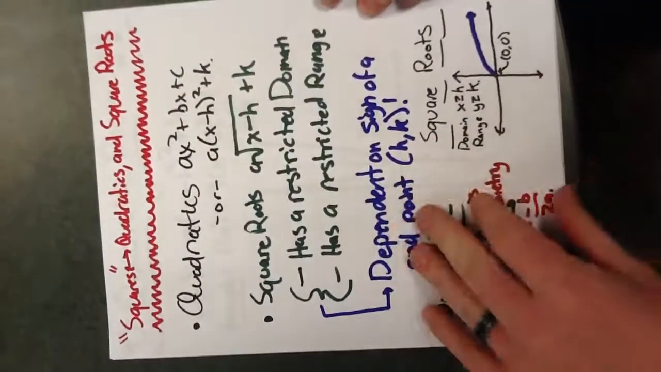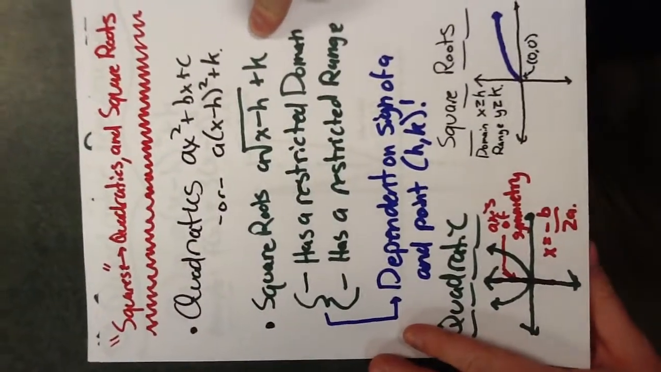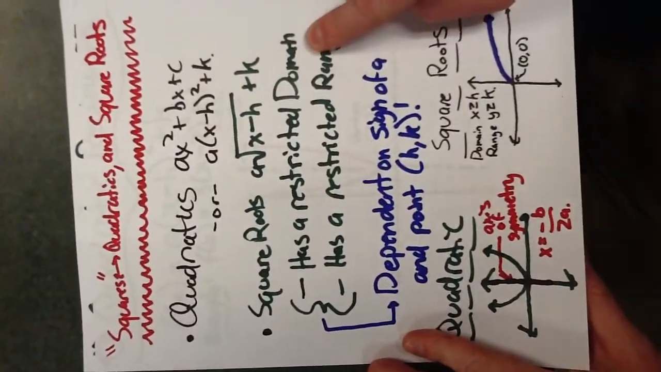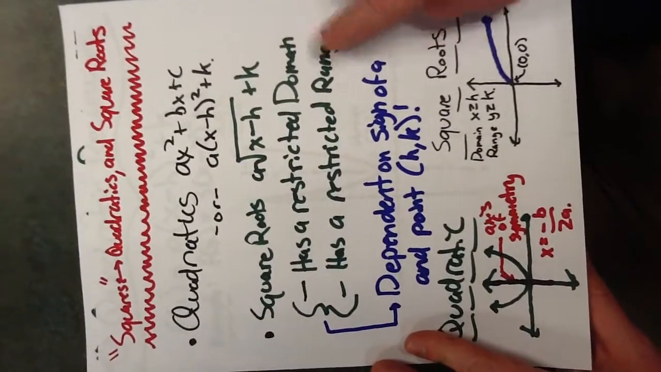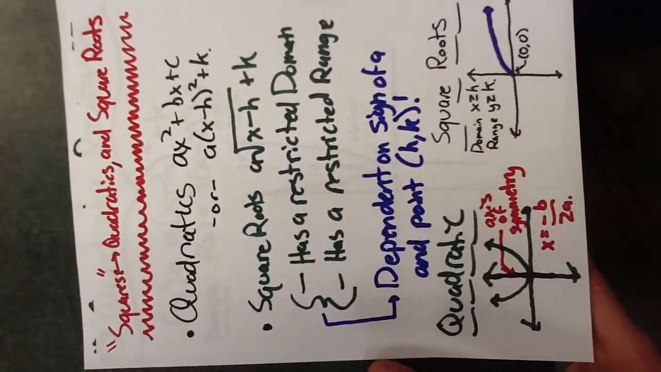Those are quadratics and square roots. Quadratics, you remember these? Standard form, vertex form. Here is standard form for a square root function. It has a domain restriction. It's important to remember that, dependent on the sign of h and k. And it has a restricted range.